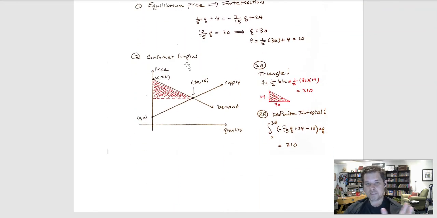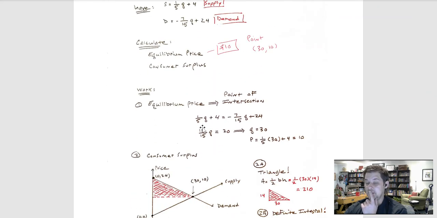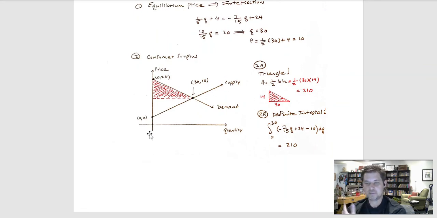So think back to what I said. The consumer surplus, now here I've drawn the graph. I've actually plotted the supply and demand curves. It's not to scale or anything, but it looks a lot like this. These numbers are accurate. The demand curve has an intercept on the vertical axis at 24. The equilibrium point is 30 for quantity, 10 for price. You see there, that's where supply and demand curves intersect.